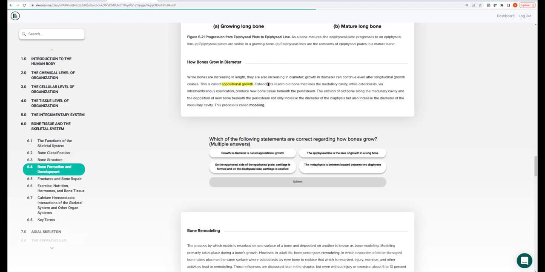Growing in diameter actually requires additional osteons to be added to the bone. So when you look at the compact bone of an adult versus the compact bone of a child, you will see that the compact bone is thicker and contains more osteon units, right? And that adding of those osteon units, the adding of the diameter, is appositional growth.